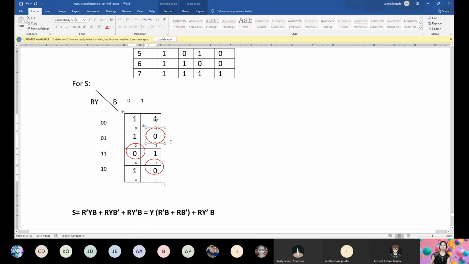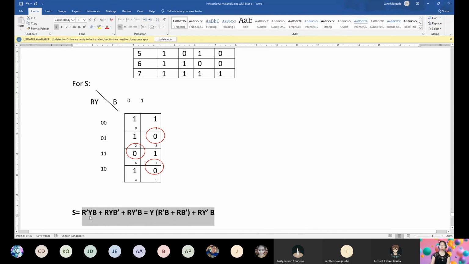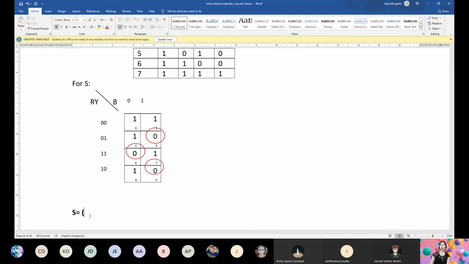Oh, what's this? For this one, we have, wala siya, no? R plus Y plus, ano ba to? B. Isa, R prime plus Y prime.